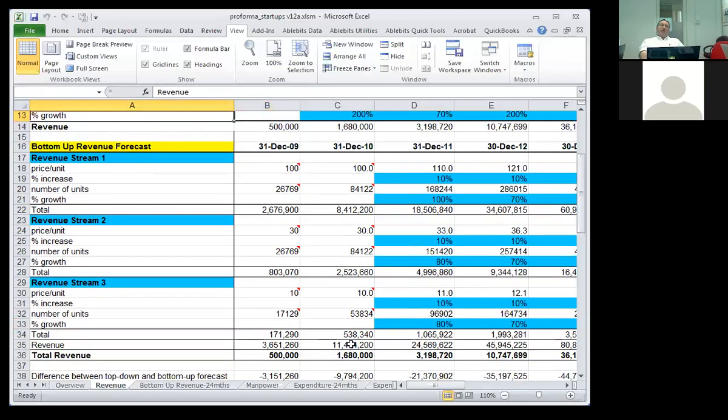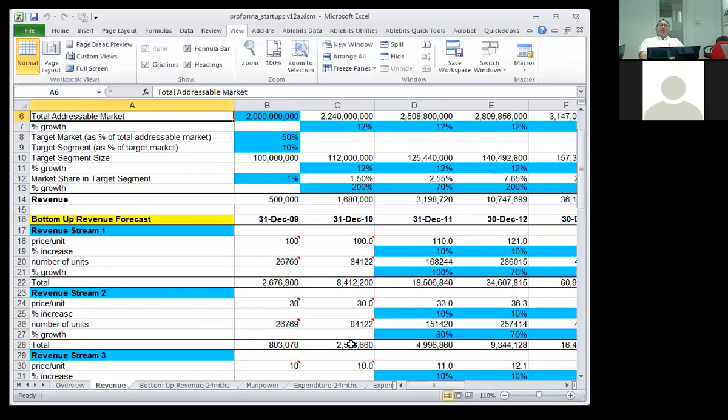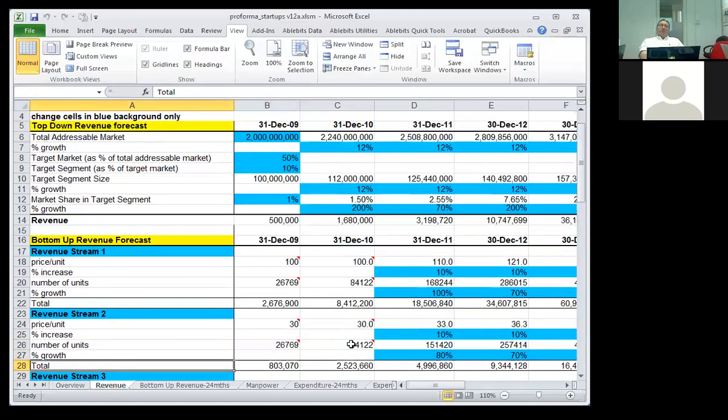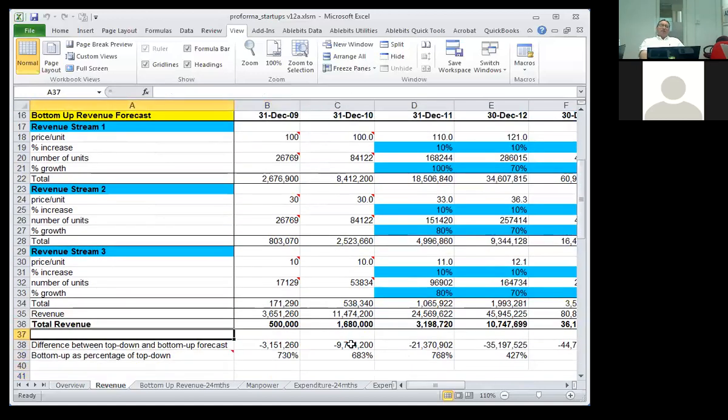So basically what's happening is our top-down revenue forecast is giving us 500,000 revenue in year 1. Our bottom-up revenue forecast is giving us 3.6 million in year 1. So now we have to decide, okay, this is a highly divergent result. We want to correct that. So we need to adjust one or the other to start to converge.